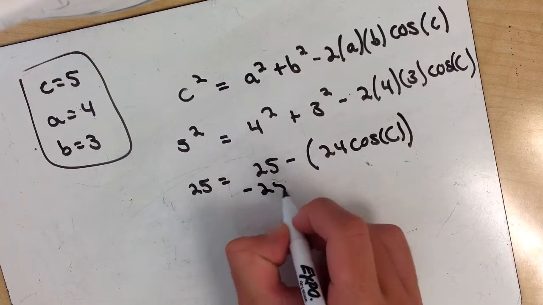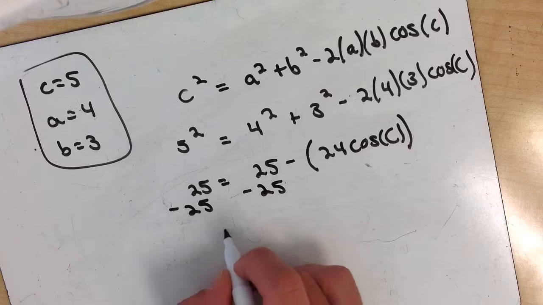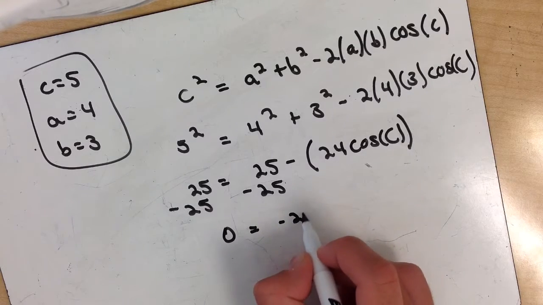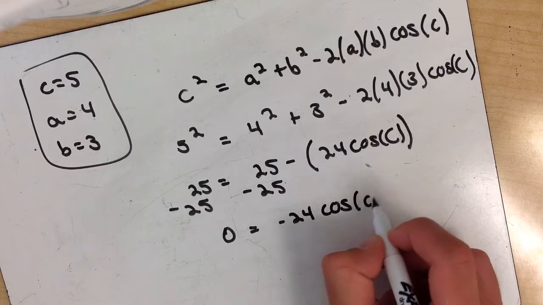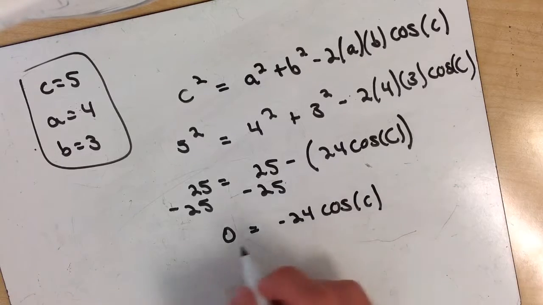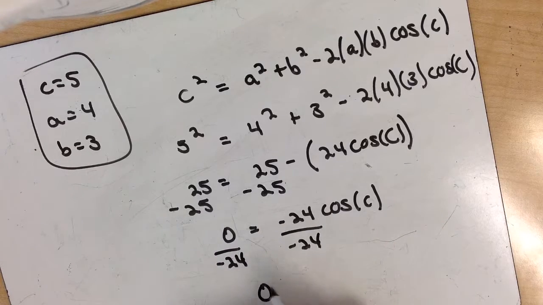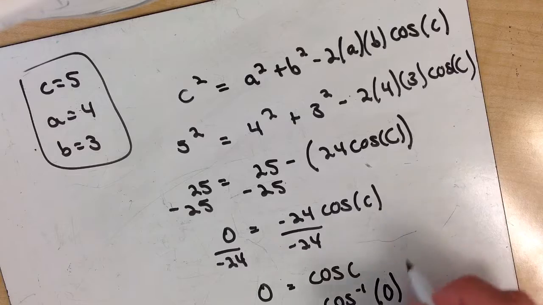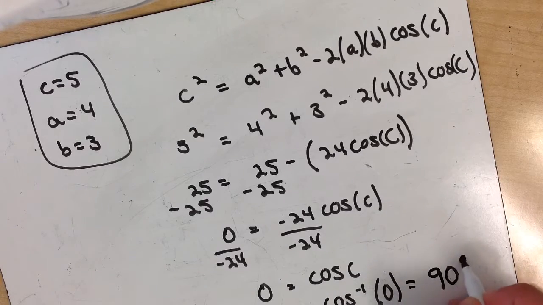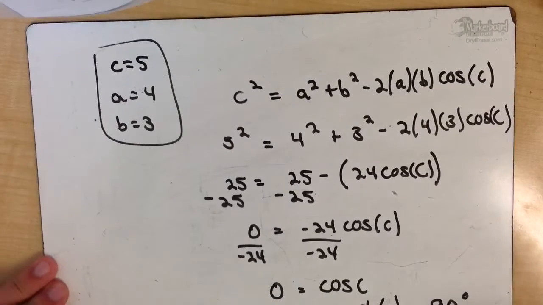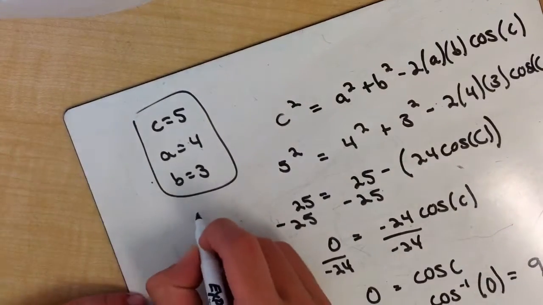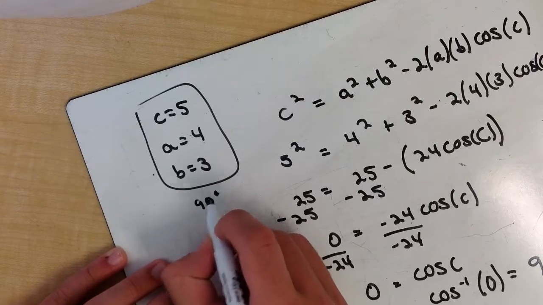Now as we subtract 25 from both sides, we get 0 equals negative 24 cosine of C. As we divide by negative 24, you can see that we get 0 equals cosine of C, which is cos inverse of 0, which is equal to 90 degrees. Now that we know that angle C equals 90 degrees, we come over to this side and write 90 degrees, angle C.